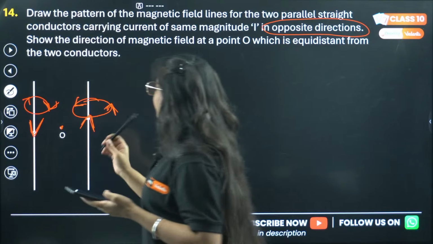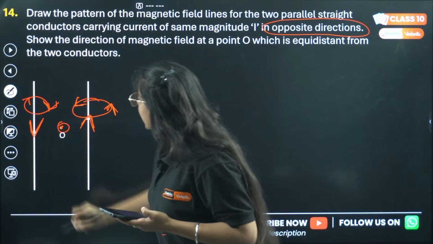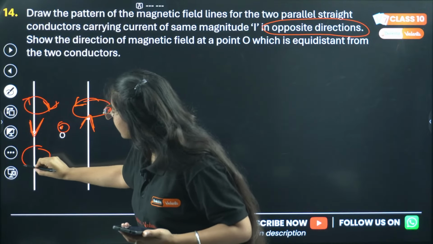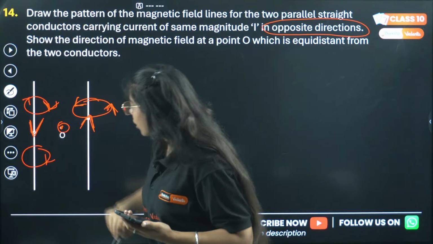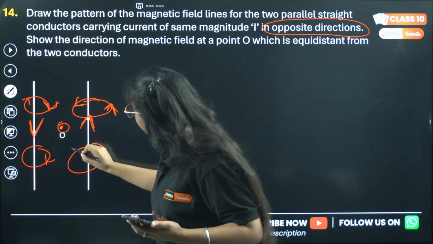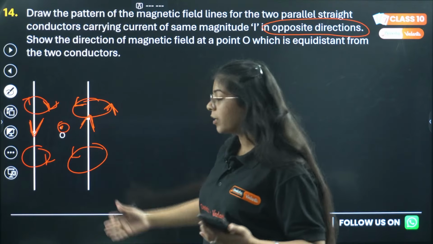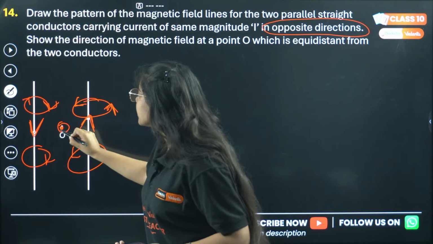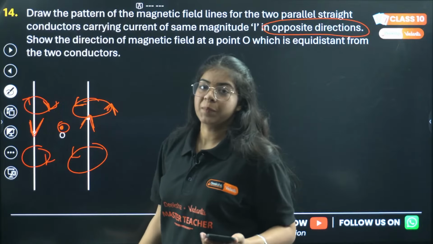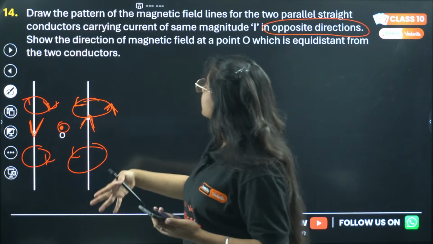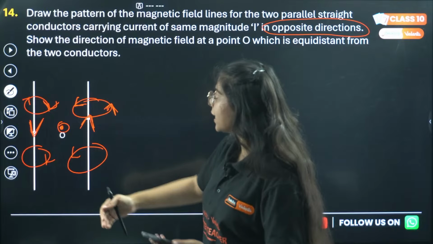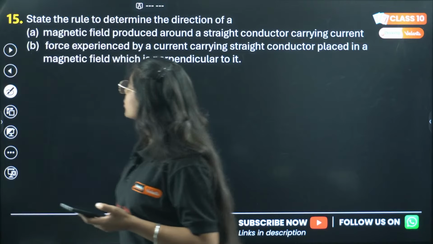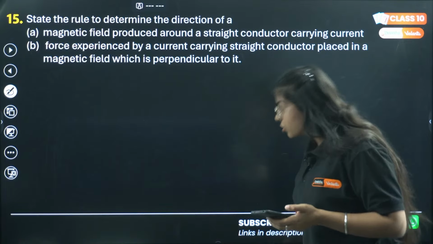Yes, at the point O they will get added up. Why? Because of this wire the magnetic field is also coming outside between those wires, and since O is equidistant from both of them, these magnetic field lines will get added because of both wires. Okay, moving on to the next question. Last question from this chapter.